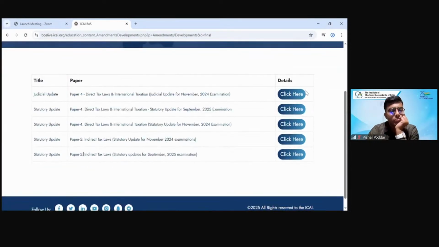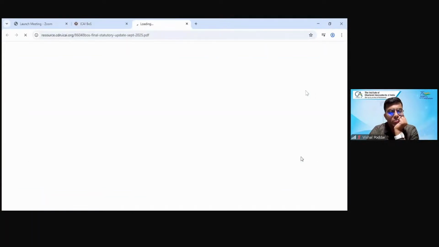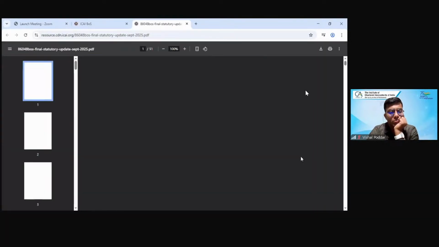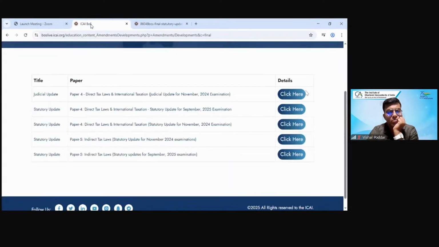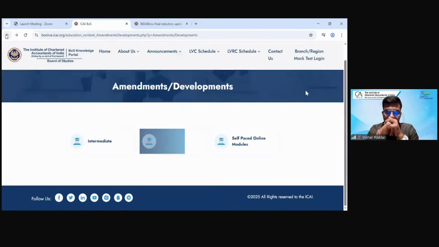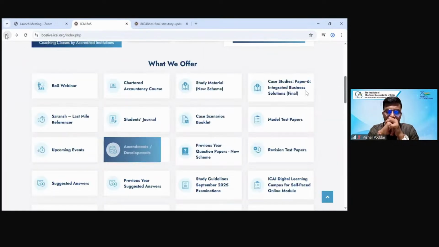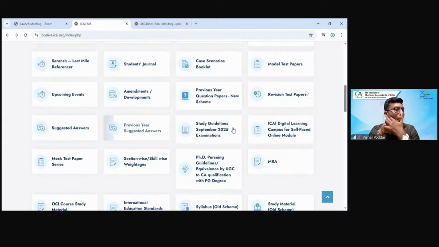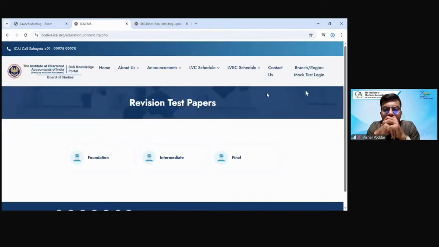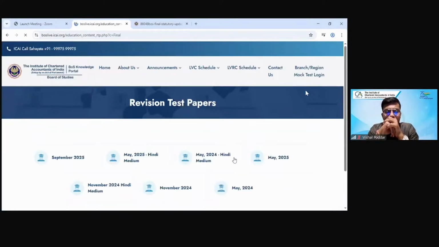This is the indirect tax laws statutory update for the September 2025 examination. So you have to refer to your study material, which is the November 2024 edition, along with the statutory update for September 2025. But today I have shared this website to show you that the revision test paper for the September 2025 examination for final papers has been web hosted today.